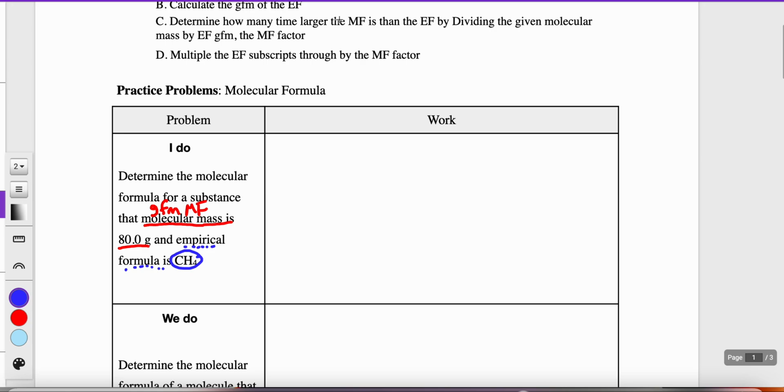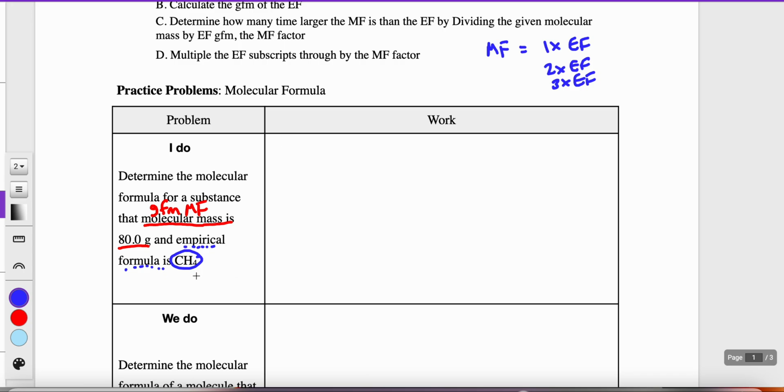Now, the big idea here is that a molecular formula is a whole number multiple of an empirical. So a molecular formula, it's a multiple. It can equal 1 times the empirical formula. It could be twice the empirical formula. It could be 3 times the empirical formula. So the molecular formula is always a whole number multiple of our empirical formula. And the multiple is based on the GFMs.